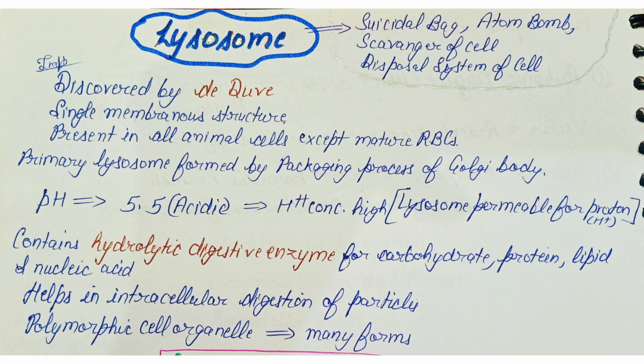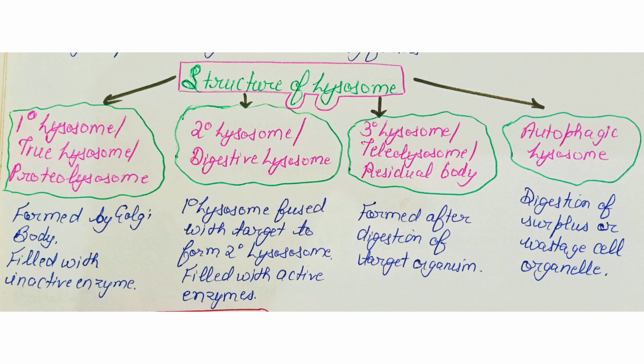Lysosome plays a role in the intracellular digestion of particles. It is a polymorphic cell organelle, so it exists in many forms. Various forms of the lysosomes are: first is the primary lysosome, also known as true lysosome or proteolysosome. This is the lysosome formed by the Golgi body. It is filled with inactive enzymes.